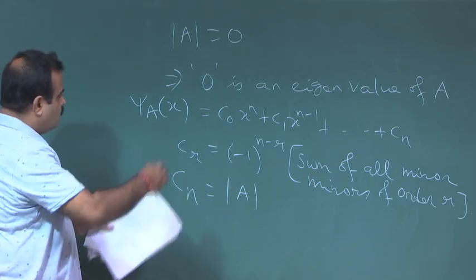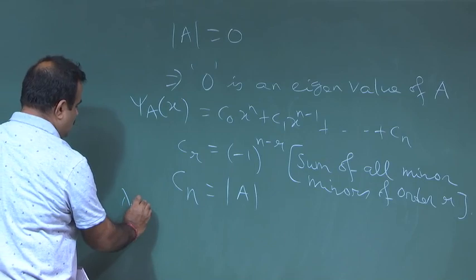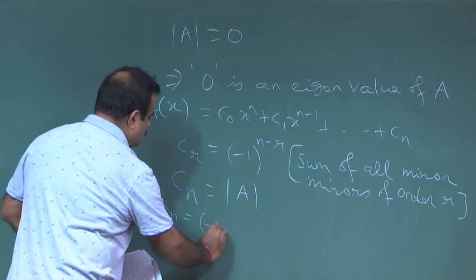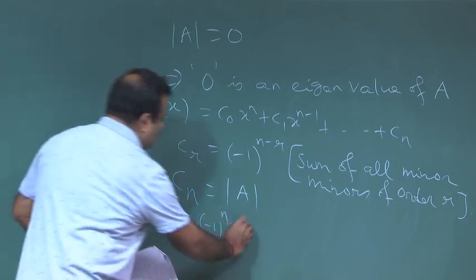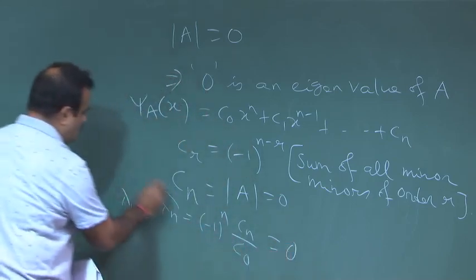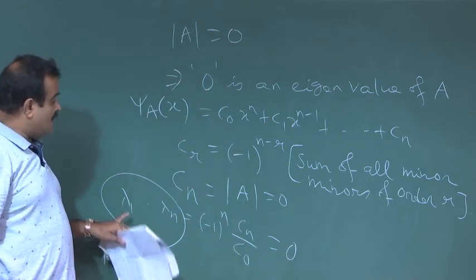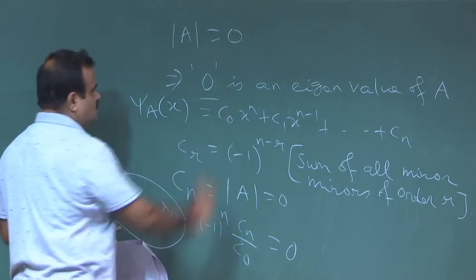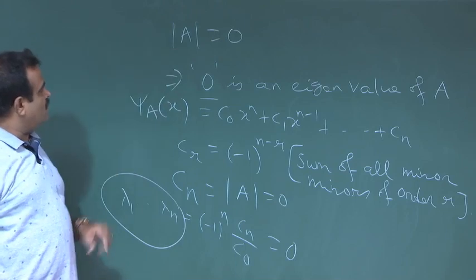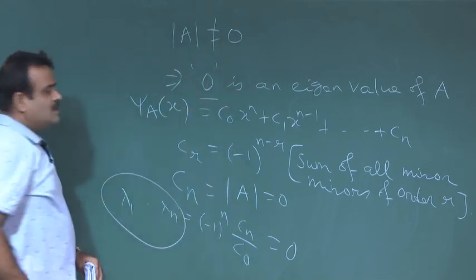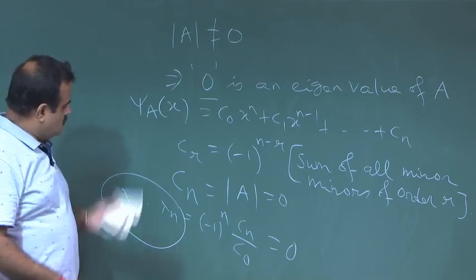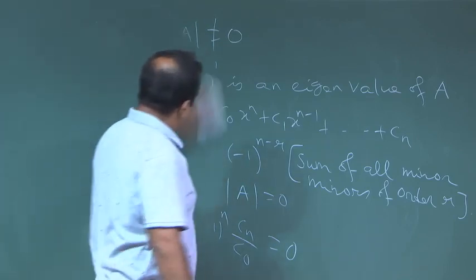So we know that if there are n eigenvalues lambda 1, lambda 2, up to lambda n, the product of the eigenvalues can be written as the coefficient Cn by C0. Now, if the determinant is 0, then this is 0. So the product of the eigenvalues is 0, that means one of the eigenvalues must be 0. On the other hand, if we have a non-singular matrix, if this is not 0, then there should not be a 0 eigenvalue. So this is the result we have seen.